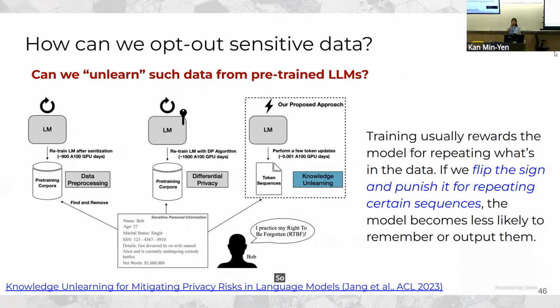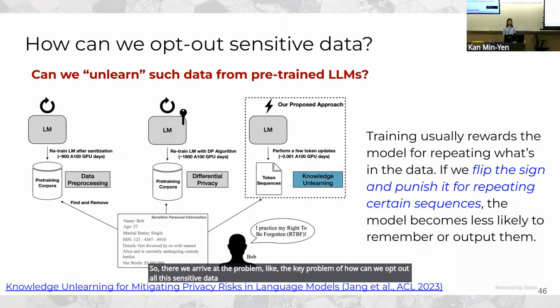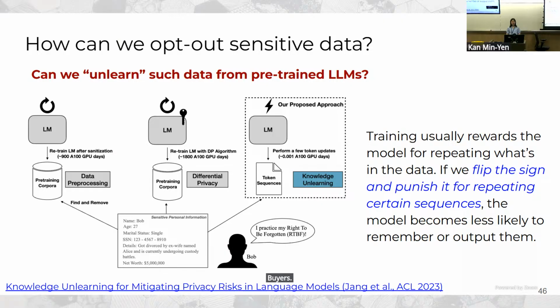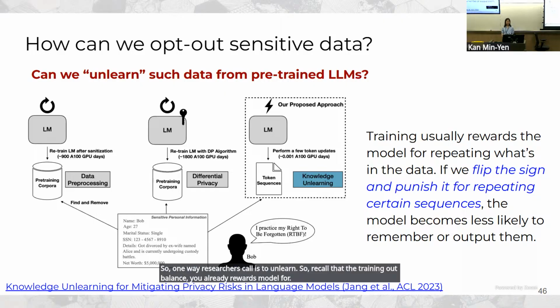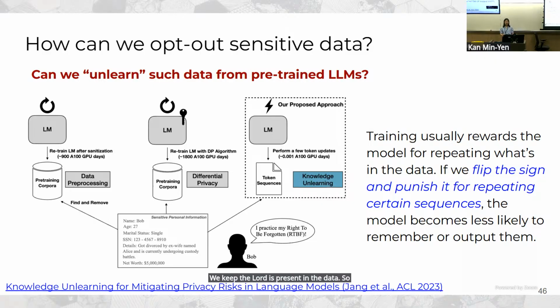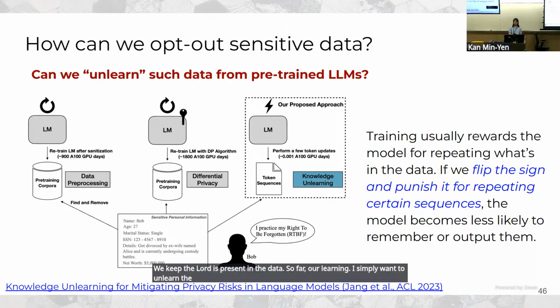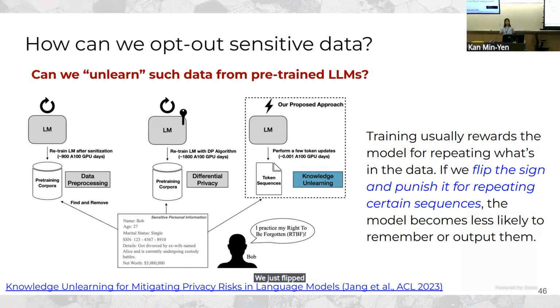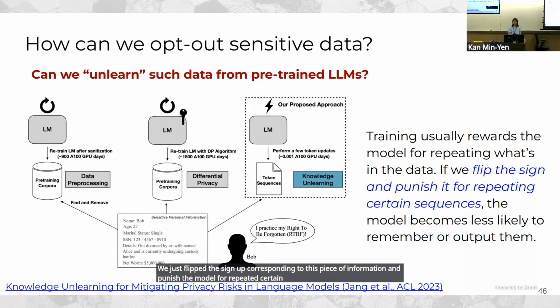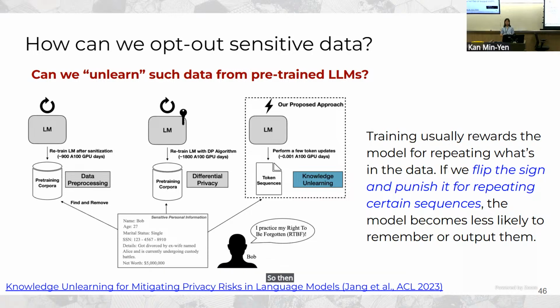So then we arrive at the key problem of how we can opt out all of this sensitive data: the undesirable data, the copyrighted data, and also the personal identifiers. One way researchers propose is to unlearn. Recall that the training of LLMs usually rewards the model for repeating what is present in the data. So for unlearning, assume we want to unlearn the information about a person, we just flip the sign corresponding to this piece of information and punish the model for repeating certain sequences related to it. Then the model becomes less likely to remember this concept or say it out of the blue.